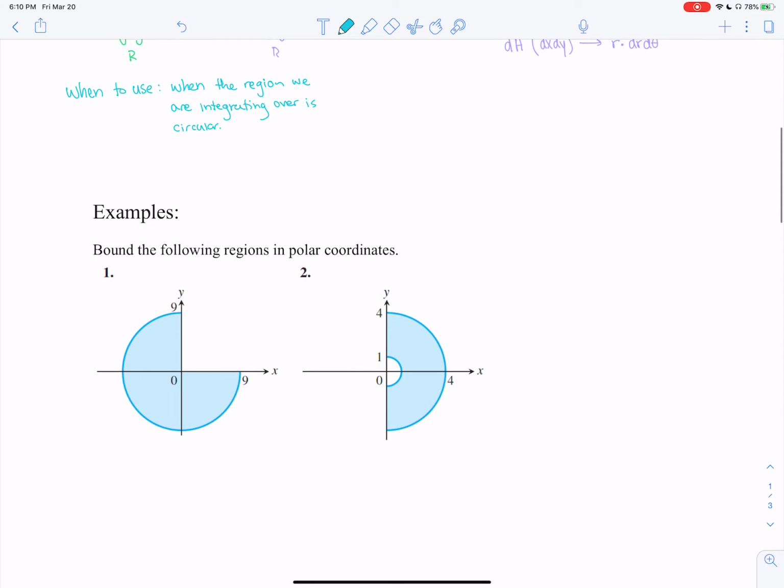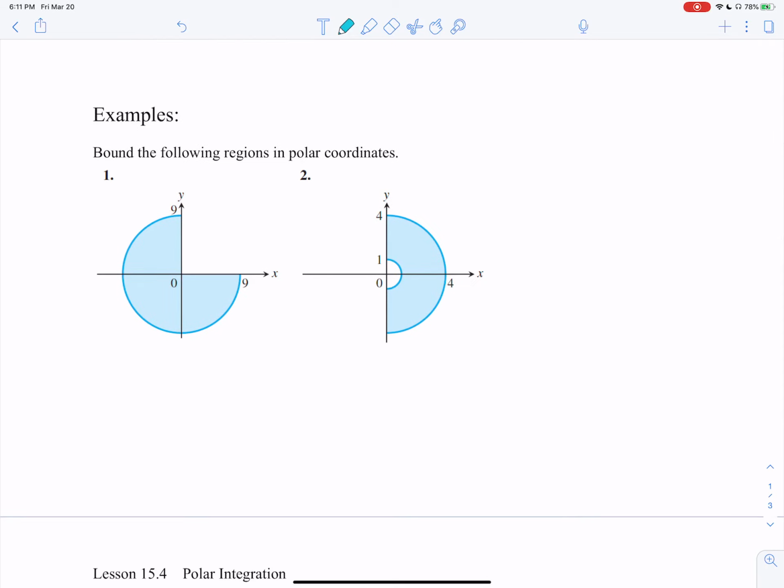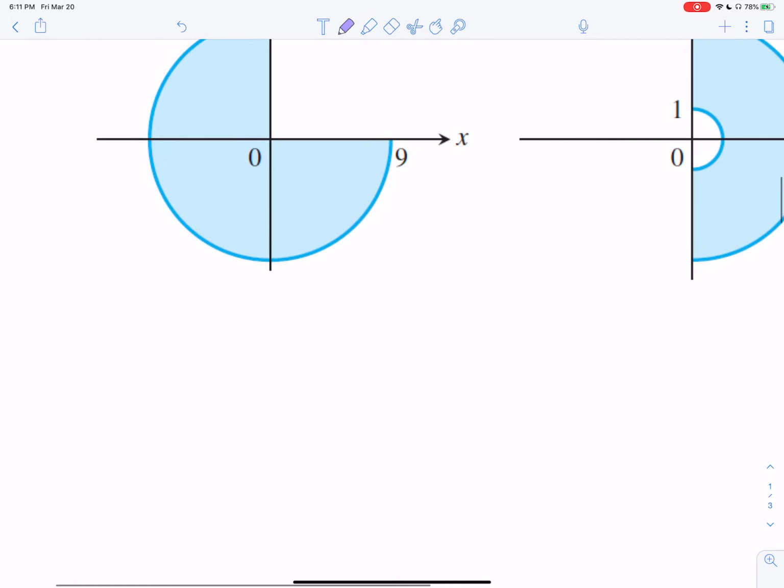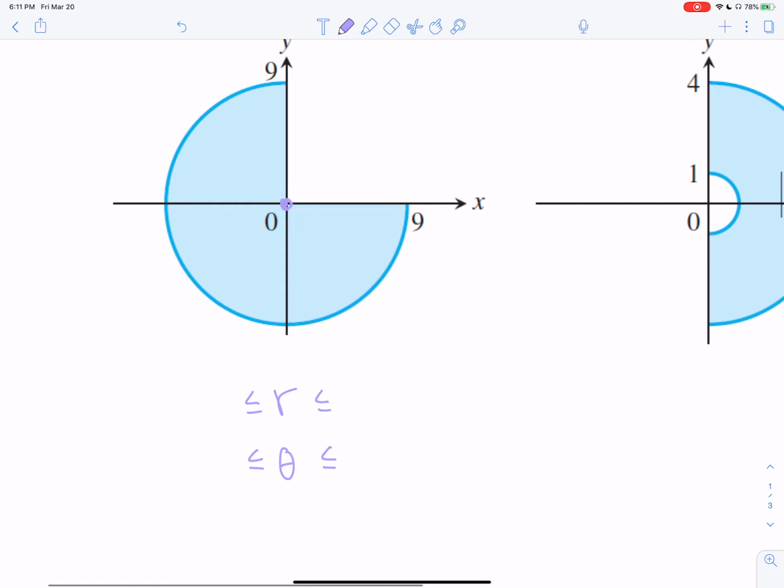So let's start with number one. Number one is just asking us to bound the following regions in polar coordinates. So all I'm going to do is bound it with the two variables we have, an r bound and a theta bound. These are the bounds that would go on those two integrals in polar coordinates. And r, in this case, across the entire domain of the region, starts at the pole, at the origin, and goes to a length of, looks like 9. So it's from 0 to 9. And that's true across the entire domain, right? So it's always from 0 to 9.